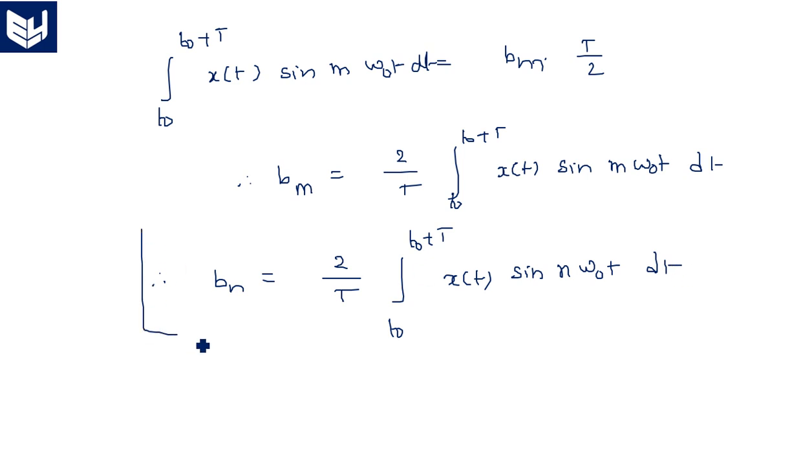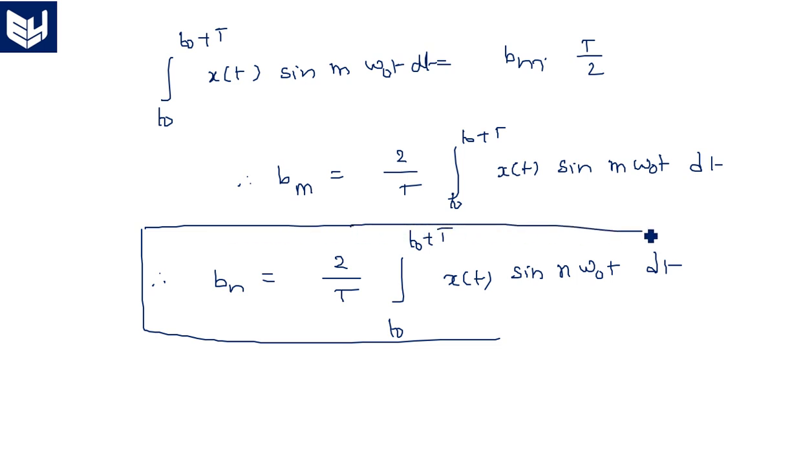This is the third trigonometric coefficient. So these three are to be calculated when you are going to represent a given signal in its Fourier series representation. Okay, we will do a problem on this in the next video, so that you can understand how to represent a signal in its Fourier series form. Thank you.